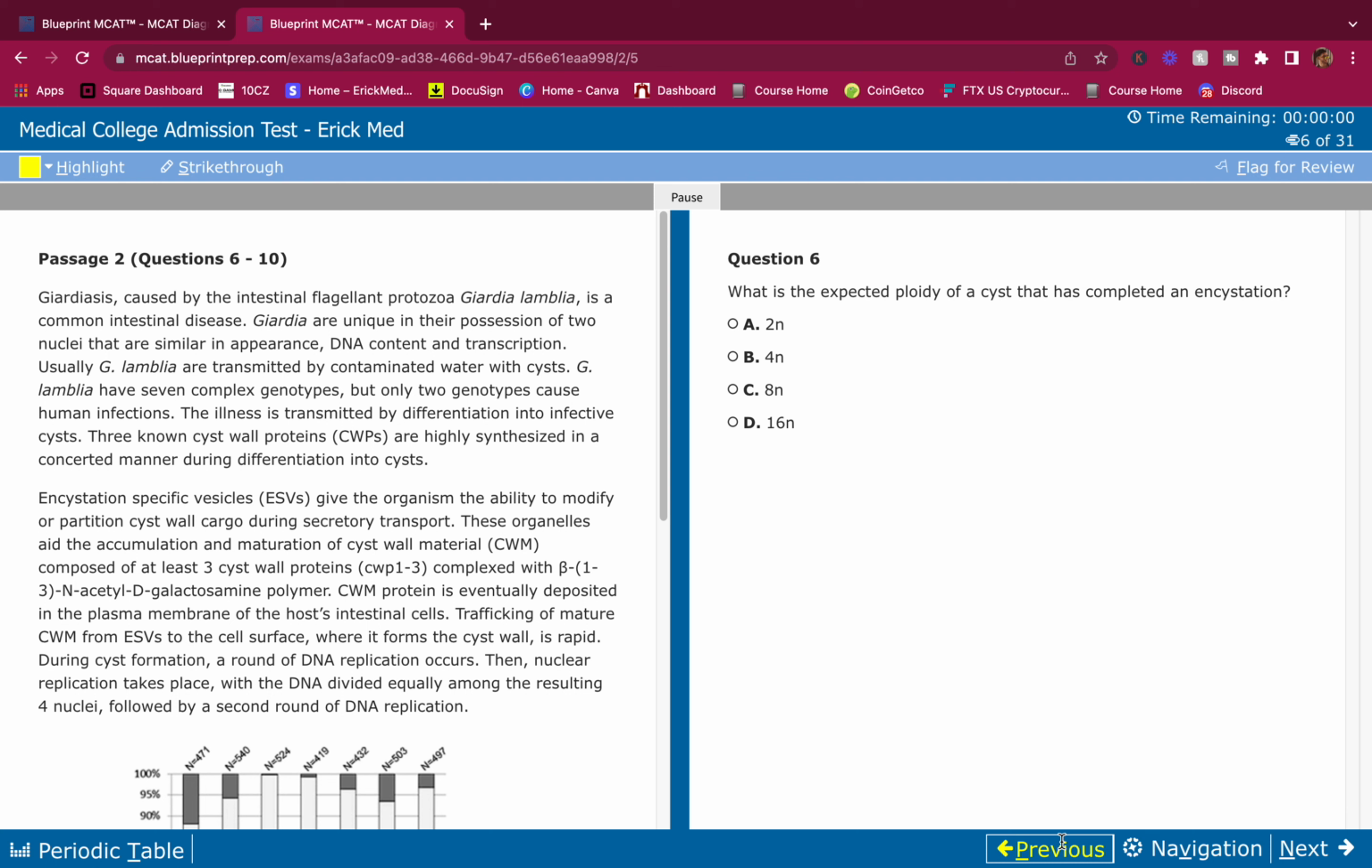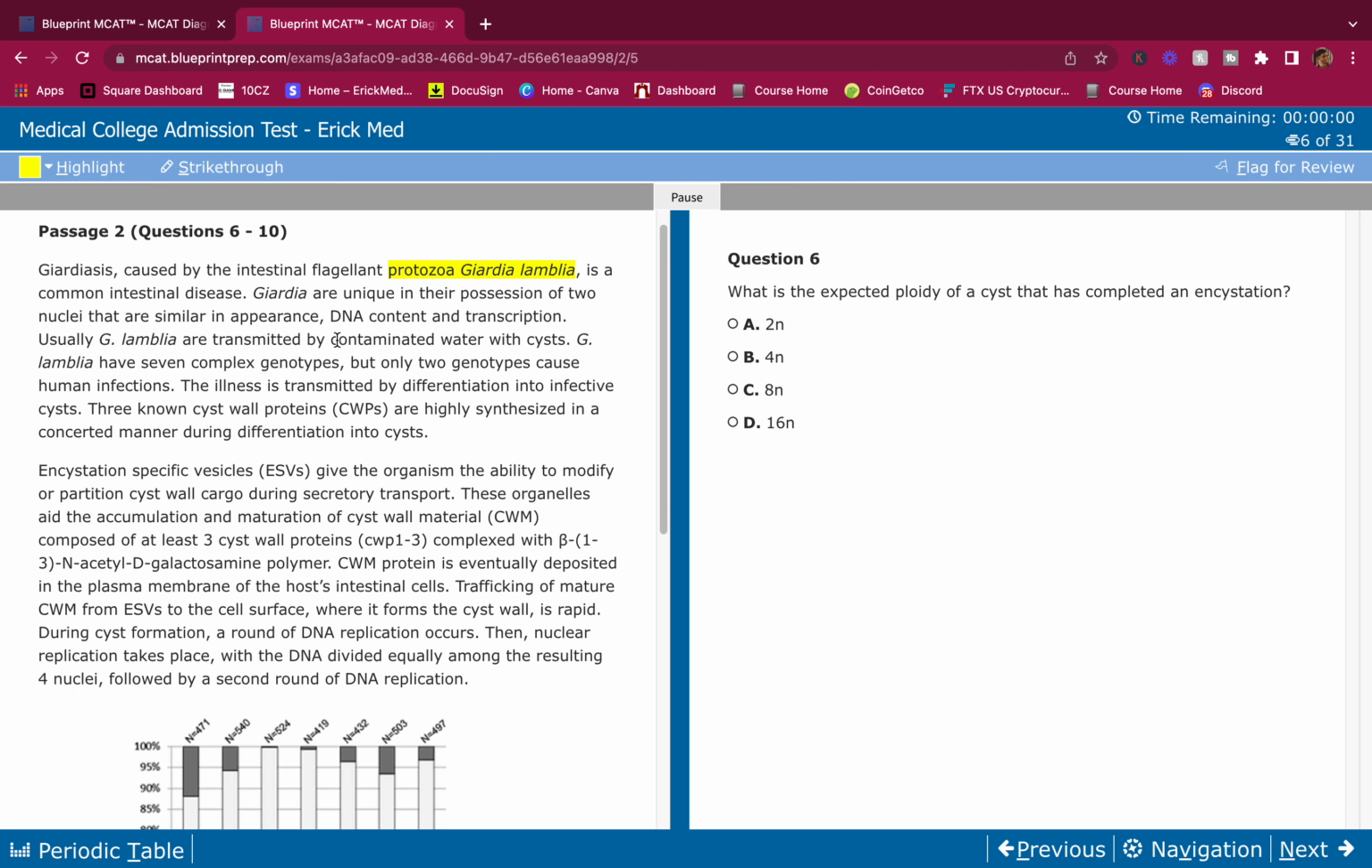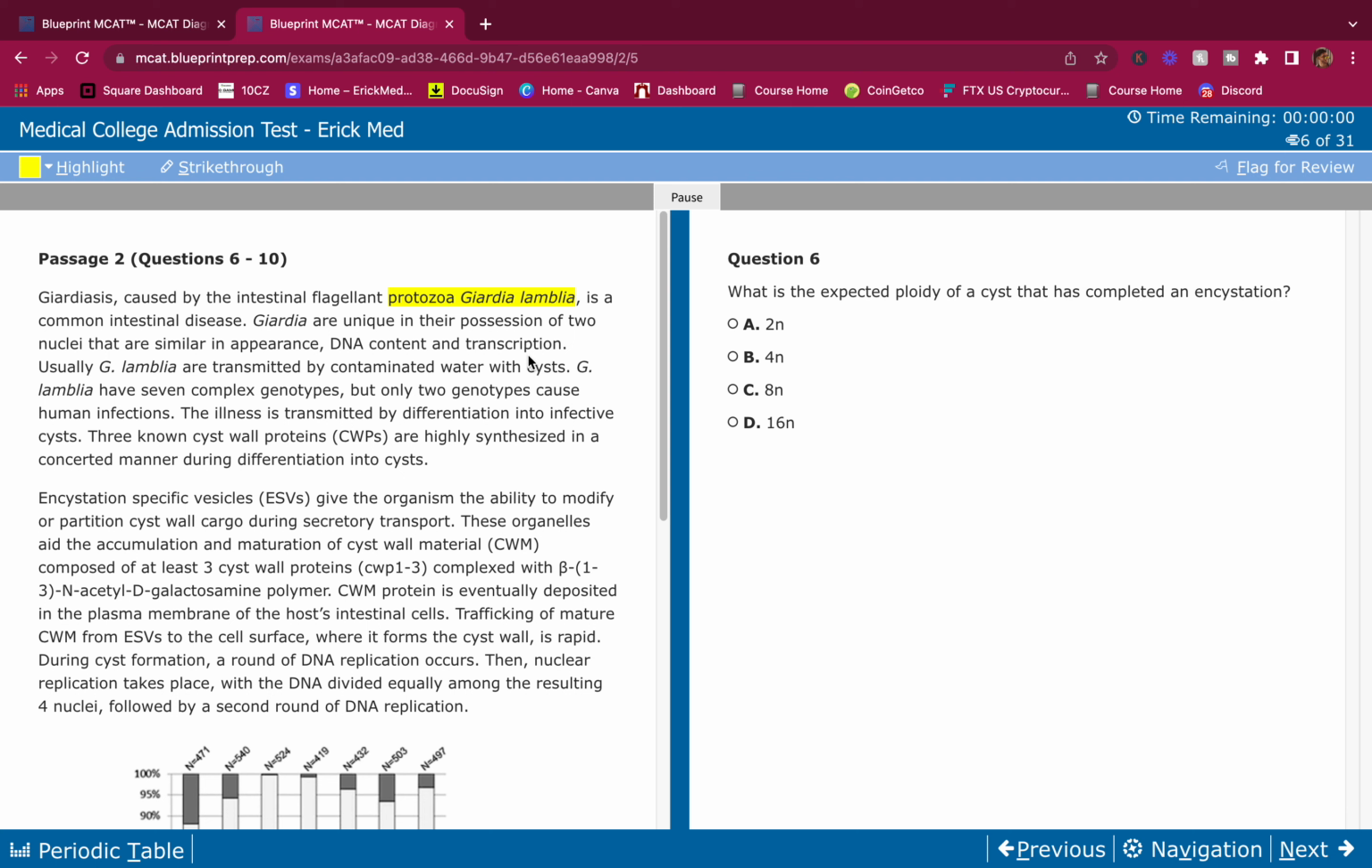Giardiasis. Caused by the intestinal flagellated protozoa Giardia lamblia, it is a common intestinal disease. Protozoa, you guys should know what protozoa are. They're single-celled organisms. Giardia are unique in their possession of 2 nuclei that are similar in appearance.